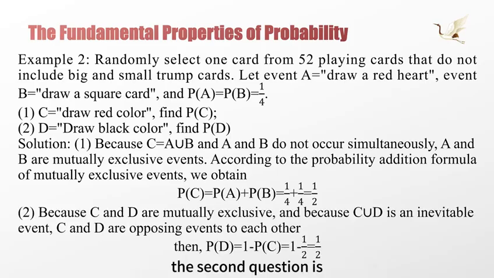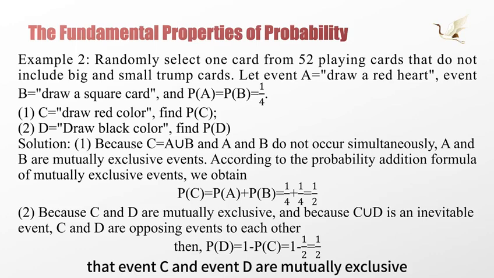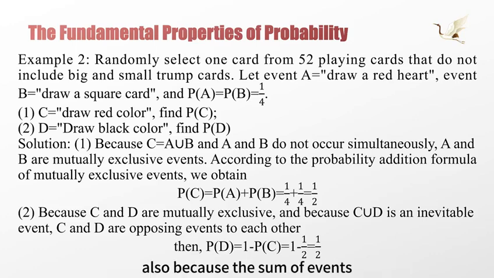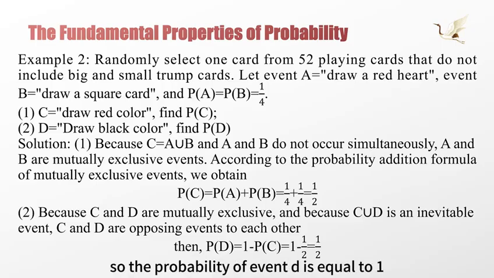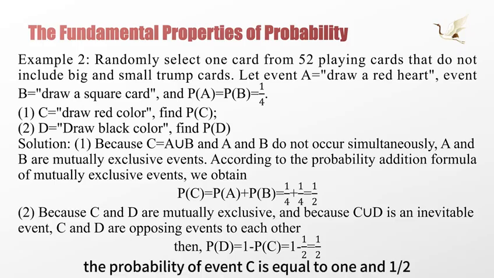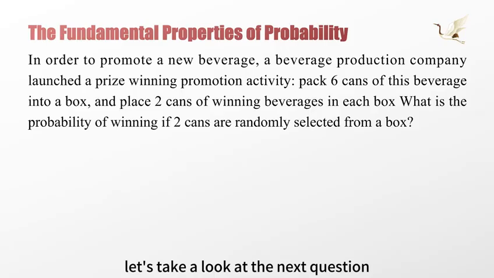The second question is that event C and event D are mutually exclusive. Also, because the sum of events C and D is an inevitable event, events C and D are opposing events, so the probability of event D is equal to 1 minus the probability of event C, which is 1/2. Let's take a look at the next question.